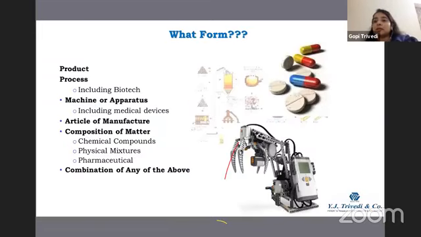With this clarity, my another set of questions can be, what forms of inventions can be applied for patent? So I've tried to summarize, which says a product or a process can be patented. It can also be a machine or apparatus. It can be an article of manufacture, a composition of matter, and the most interesting is that a combination of any of the above is also patentable. Hope this point is clear, and I'm moving to my next slide.